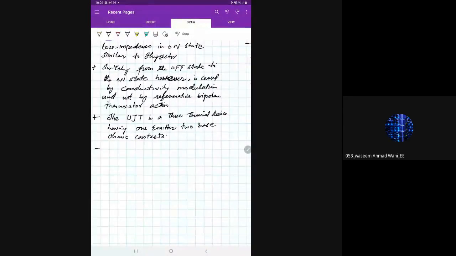Now the device has evolved from the alloyed germanium bar structure. So the n-type semiconductor is mostly made up of germanium.